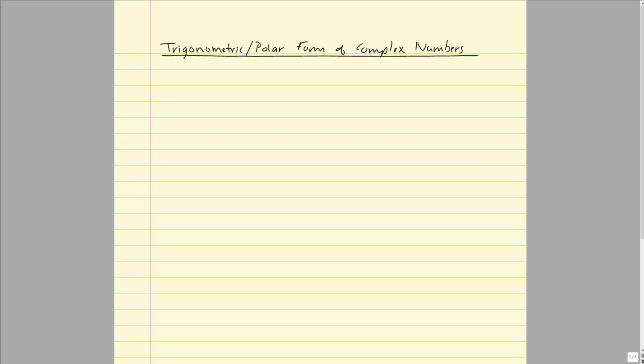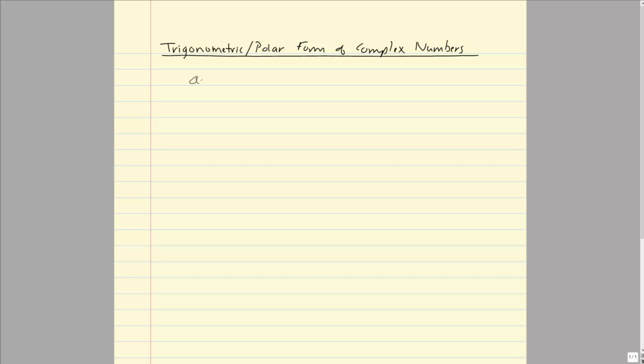Now that we've reviewed complex numbers in the last section, let's look at how complex numbers relate to trigonometry in the polar coordinate system, or at least the polar form of complex numbers. So to get started, let's do a quick review.